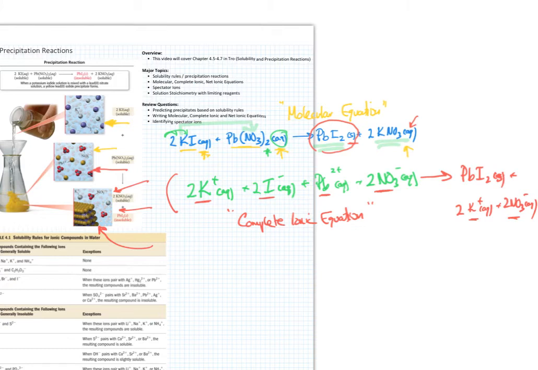If you look at this carefully, think of this arrow as being like an equal sign, like in math, where you have the same things on both sides. On this side of the reaction, we've got a bunch of species. On this side, we've got a bunch of species. And what you'll notice is we have some of the same species. The 2 K plus occurs on both sides of the reaction. The 2 NO3 minus occurs on both sides of the reaction. Those are the spectator ions, and we can cross them off and write a new type of reaction. So these are the spectator ions that I'm crossing off.